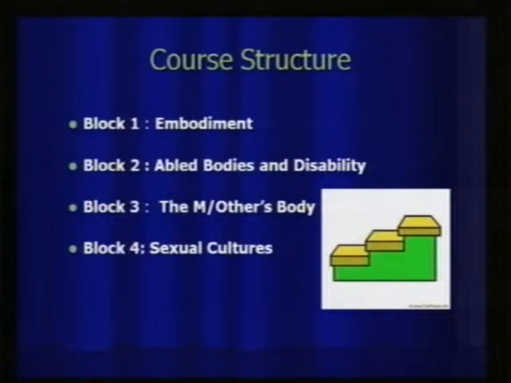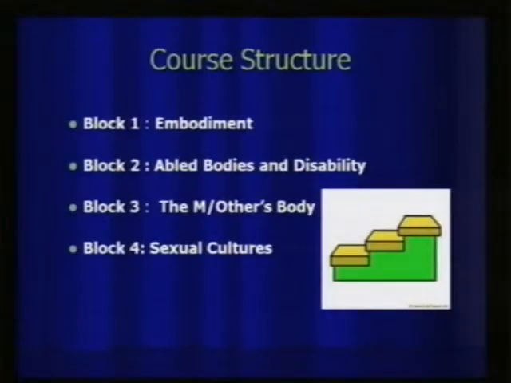What can you expect to read in these 4 various blocks? We will look at issues of embodiment. What does embodiment mean? That is the different subjective experiences of the body and the links between gender and the body. We will look at the notion of abled bodies and disabled bodies. What is the idea of disability? How is disability constructed in society? And how is it opposed to the concept of ability or abled bodies?